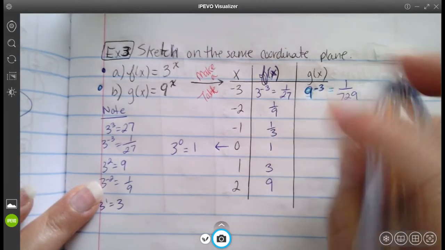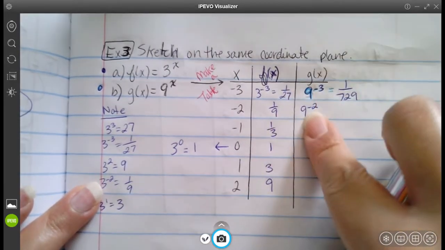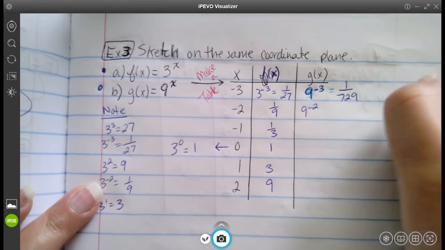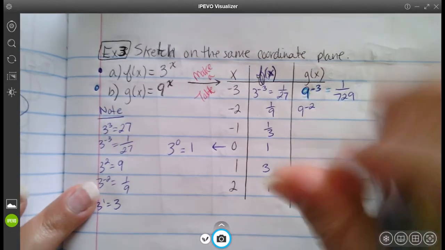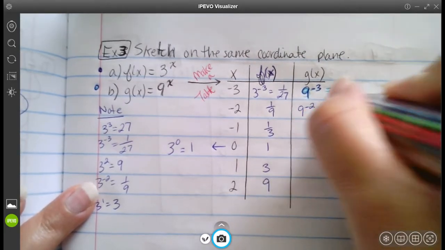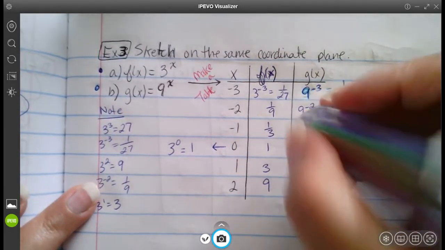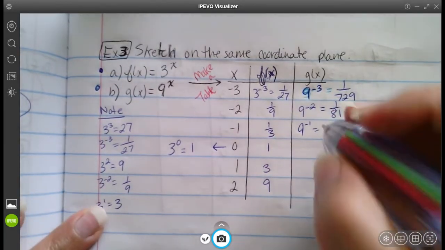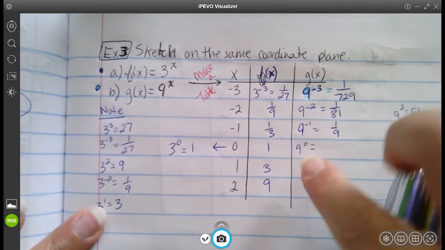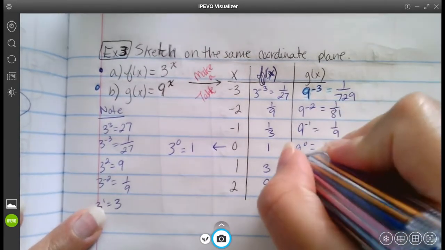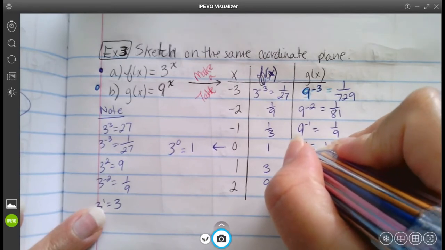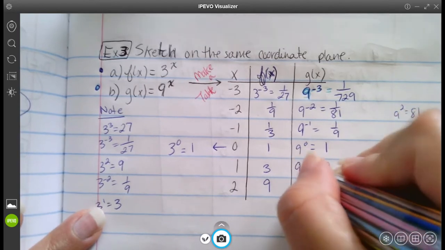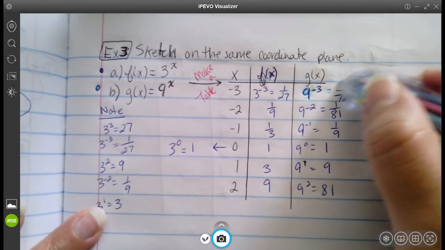Okay. This one's going to be 9 to the -2 power. So again, 9 squared, if you need that, put it on the side. 9 squared is 81. But we've got to flip it because it's negative. So that's going to be 1 over 81. Okay, 9 to the -1st power is going to be 1/9. 9 to the 0 power, anything to the 0 power is 1. 9 to the first power is 9. And 9 squared is 81. Okay, so these are the numbers that I'm looking at.